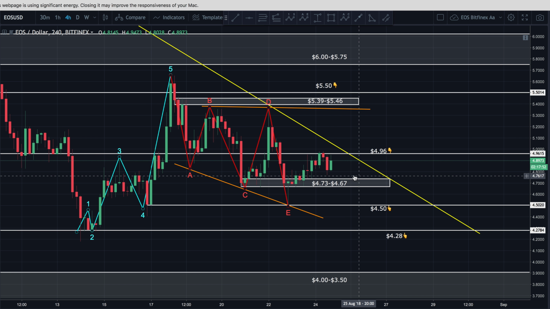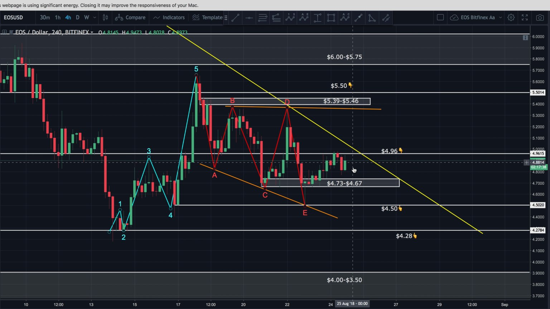And if we can break above this descending resistance line, in my opinion, that's going to be a very, very bullish indication of the bulls taking control of the market short term. If we get a strong rejection, guys, that's going to clearly show you that the bears are continuing to control this market. And to the downside, the critical support that I'm watching is this support between 4.76 and 4.67.